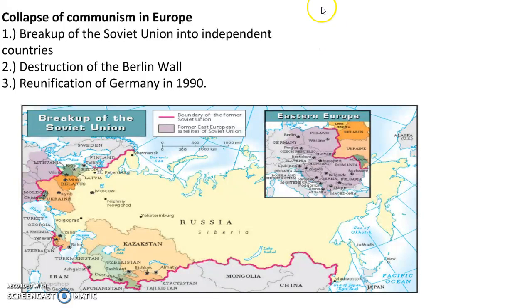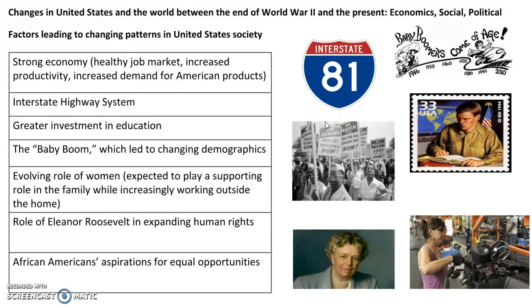Okay. All right, this part right here, I'm going to talk about some changes in the U.S., in the world between the end of World War II and then the present, in terms of economics, social, and political factors. A lot of changes happened in America for the better. We became a great and strong country after World War II. I'm going to read some things.